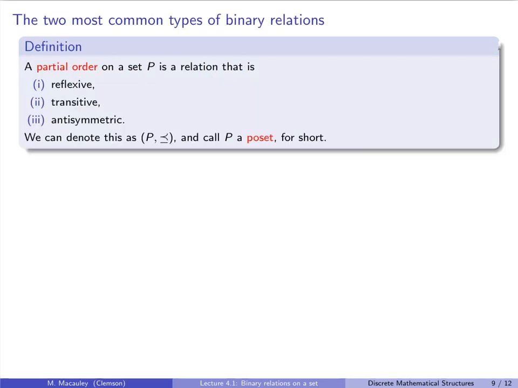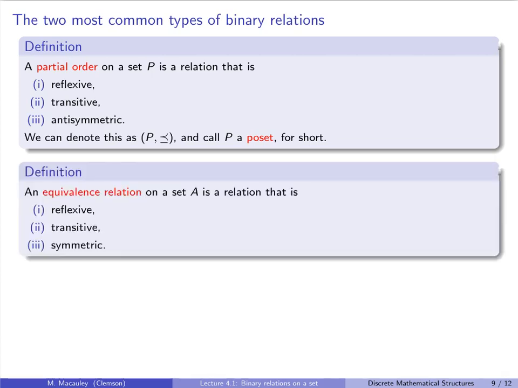Here is that formal definition. A partial order on a set P is a relation that is reflexive, transitive, and antisymmetric. We often denote this as an ordered pair consisting of the set P and the relation, and we call P a poset for short. This is short for partially ordered set. An equivalence relation on a set A is a relation that is reflexive, transitive, and symmetric.